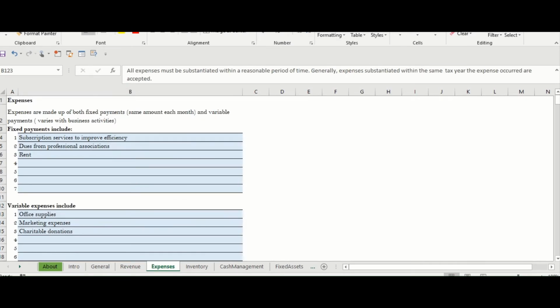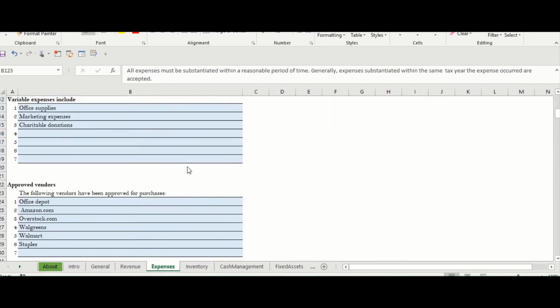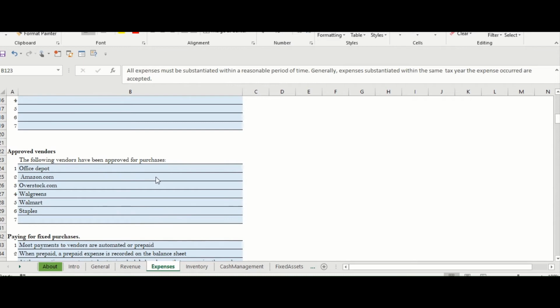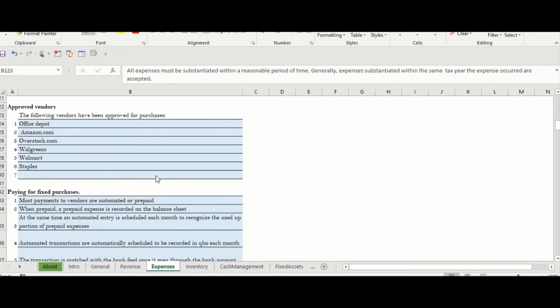Now let's move to expenses. What kind of expenses do you have in your business? You want to define that. If you have fixed expenses, you want to define what they are, when you generally pay them, variable expenses, and then you also want to have a list of approved vendors, because those vendor relationships come in very handy because you get great deals when you patronize a vendor.